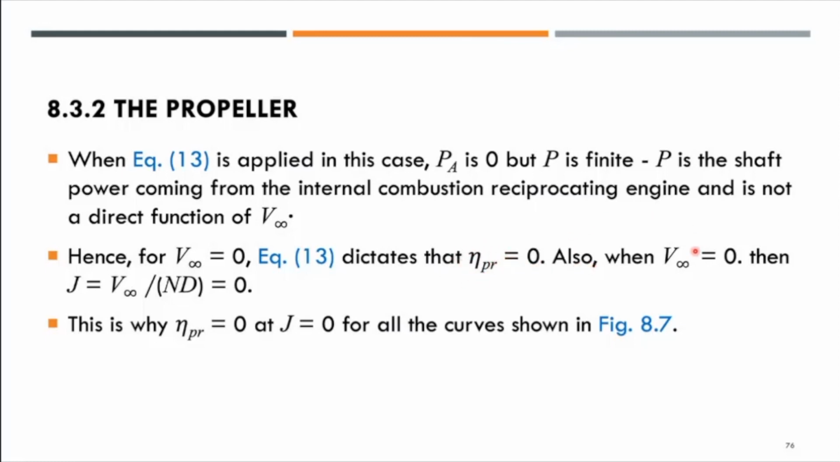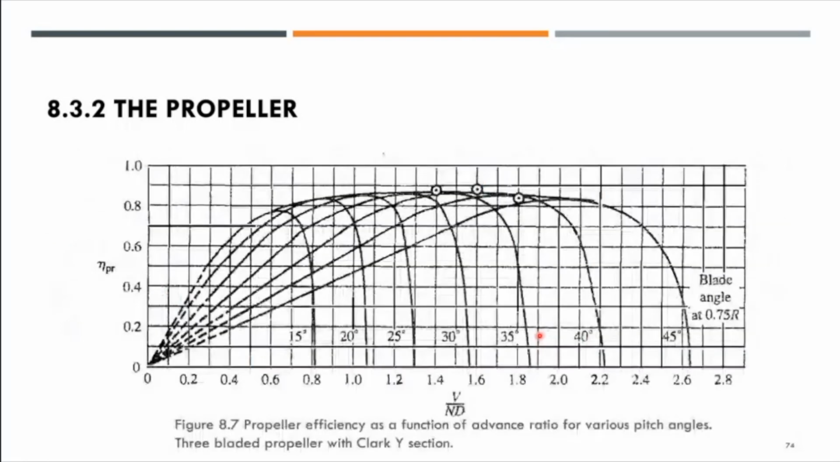And also, when free stream velocity equals 0, then the advance ratio J is also equal to 0. This is why zeta PR, the efficiency of the propeller, equals 0 at advance ratio equal to 0 for all curves shown in figure 8.7 over here. Okay?